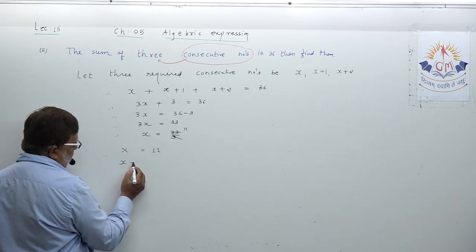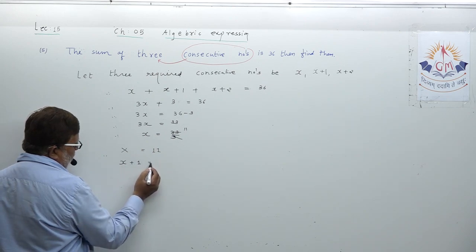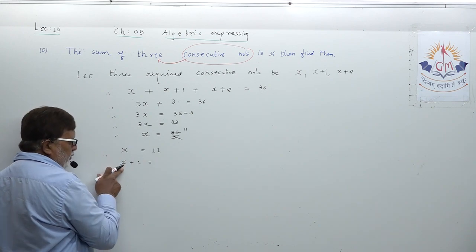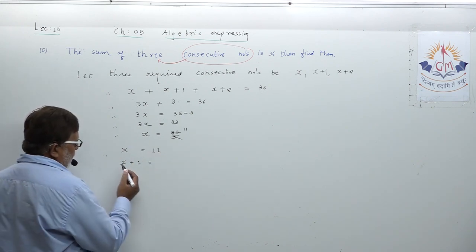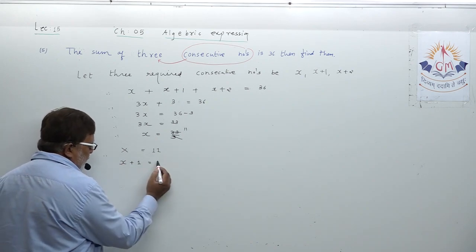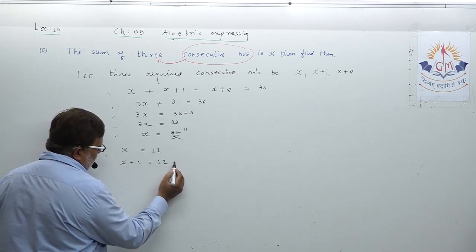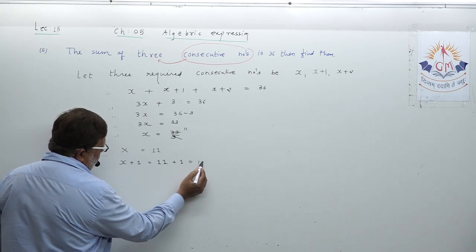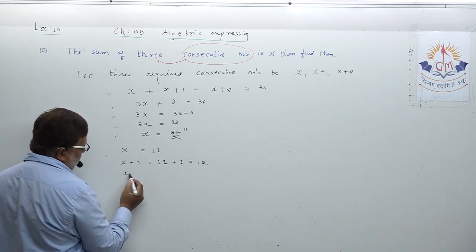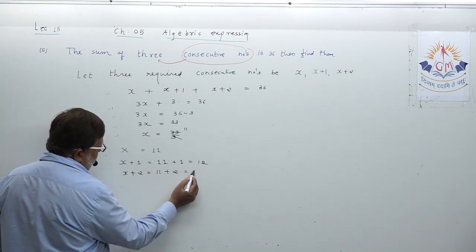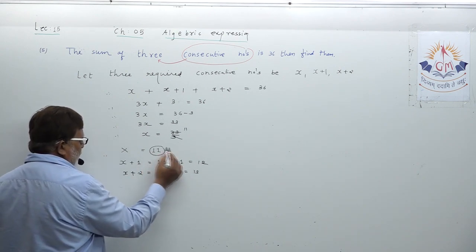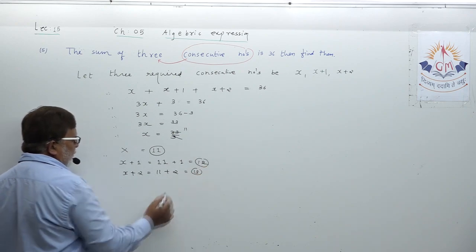Another number is x plus 1. Instead of x, you have to substitute 11. So here, dear student, I am substituting. 11 plus 1, what is that? 12. X plus 2, 11 plus 2, that is 13. So you got 3 numbers, 11, 12 and 13.